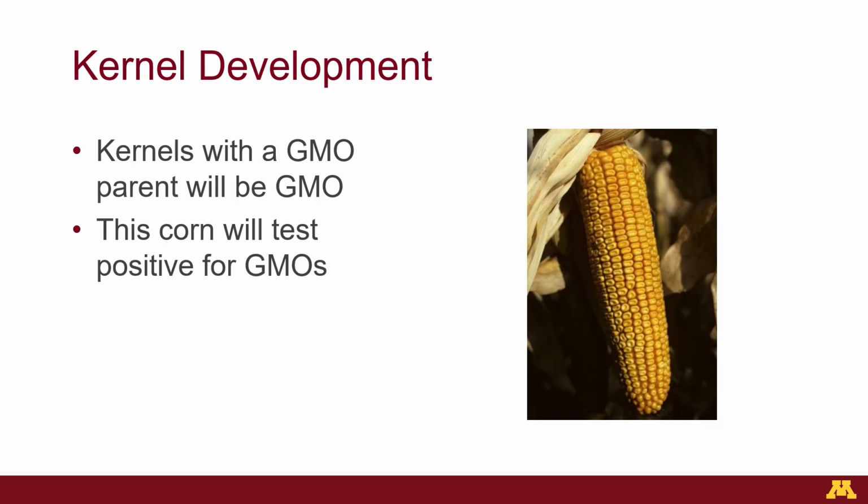The developing kernel contains genetic material from both parent plants and will express traits from both. For example, a kernel that was fertilized by pollen from genetically modified Bt corn will produce the Bt toxin. Subsequently, this corn will be harvested and will test positive for GMOs. We'll talk more a little later in this presentation about how to prevent this kind of unwanted cross-pollination.